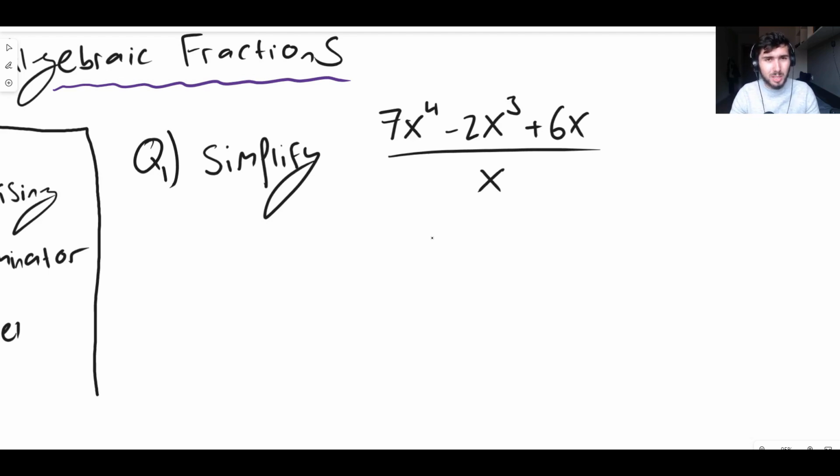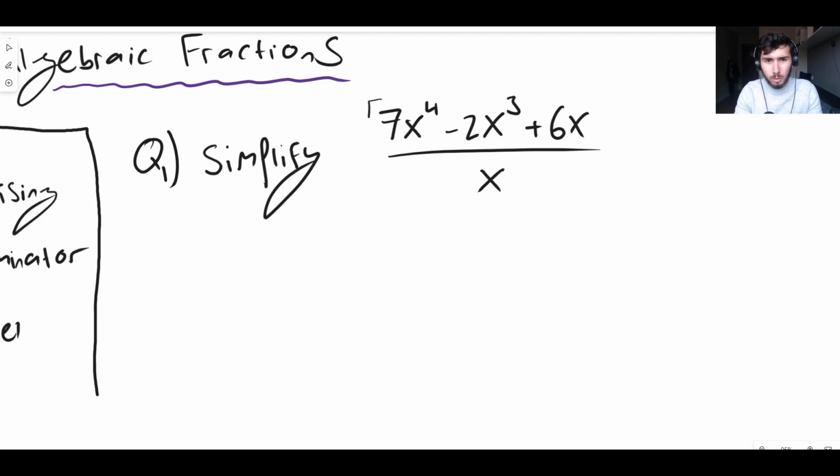You don't have to use factorizing for this question, because every single term in the numerator and denominator, all four terms, the 7x to the 4, the minus 2x cubed, the plus 6x, and the x, are multiples of x, which means there is a common factor of x which can cancel out. But if you didn't know that, then you would factorize it.